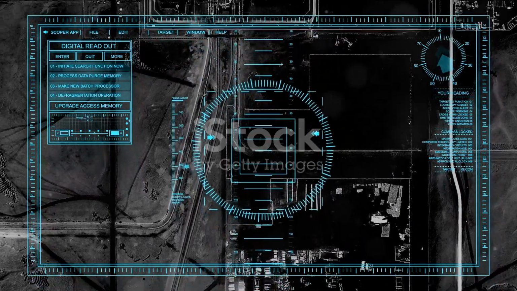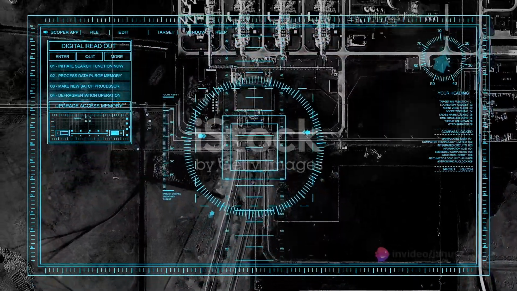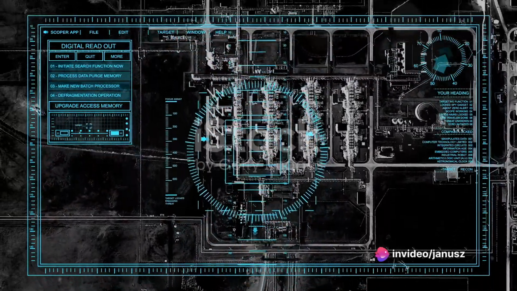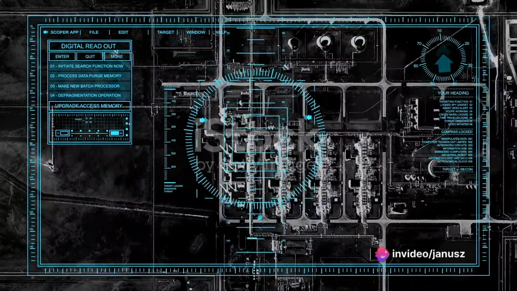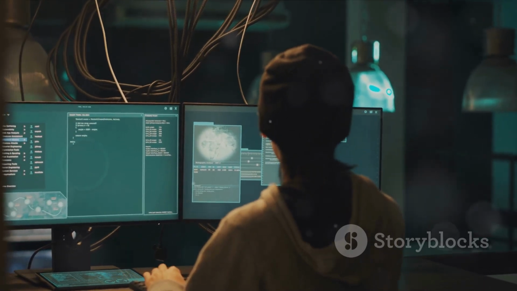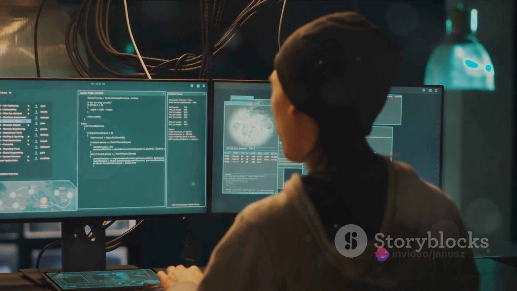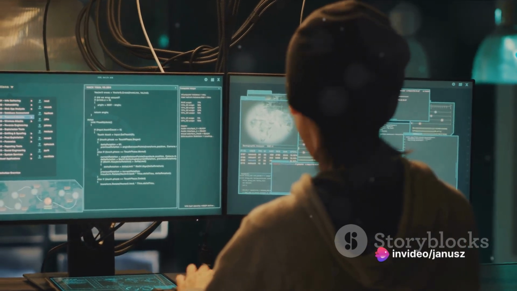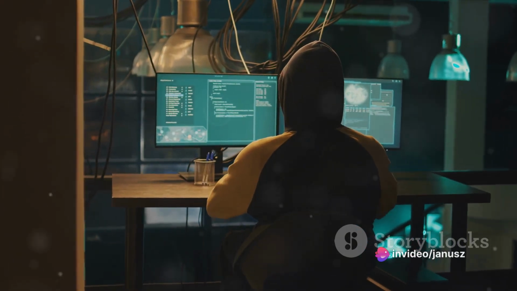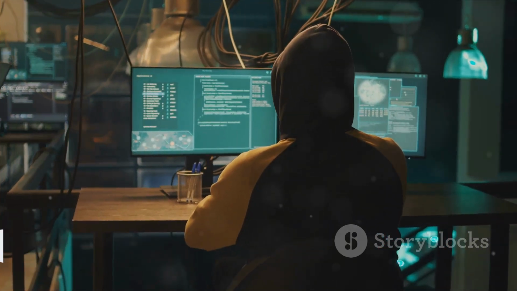Now, there are two main methods used in this phase: passive and active reconnaissance. Passive reconnaissance involves gathering information without directly interacting with the target, like studying public records or observing network traffic. On the other hand, active reconnaissance is a bit more hands-on, involving direct interaction with the target, like scanning for open ports or attempting to elicit responses. With a solid understanding of the target, we can move on to the next step.